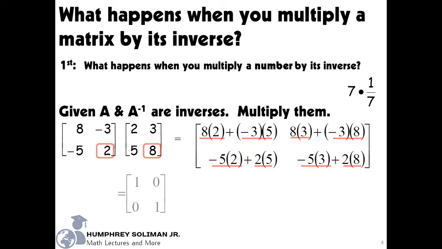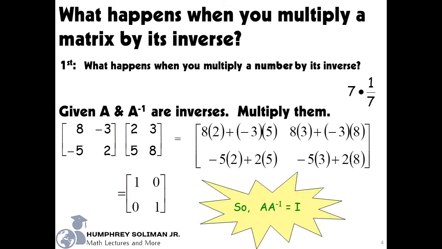Solving each of the elements, we will get an identity matrix. Therefore, a matrix multiplied to its inverse will give an identity matrix as the product.